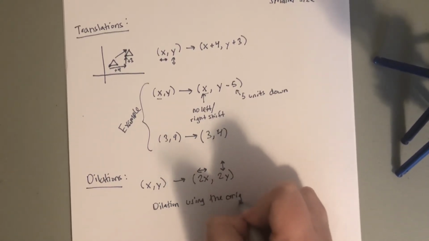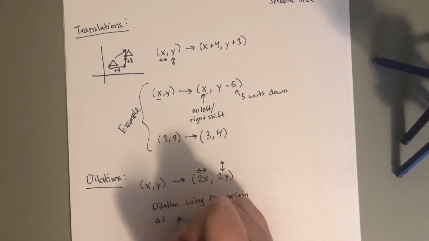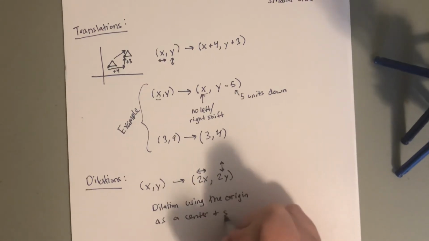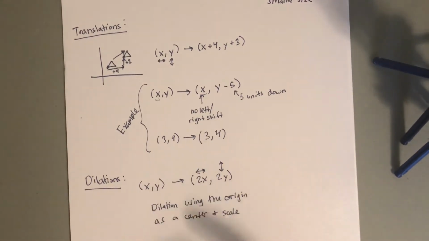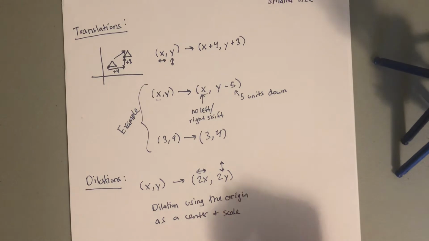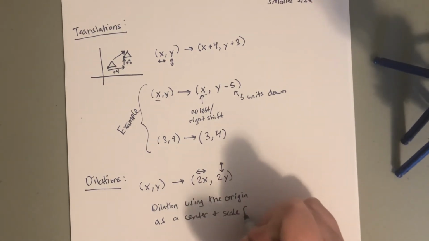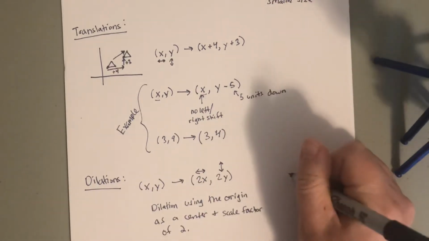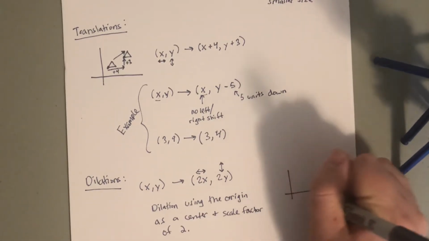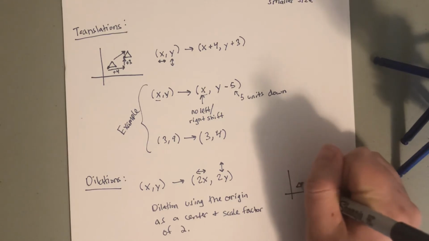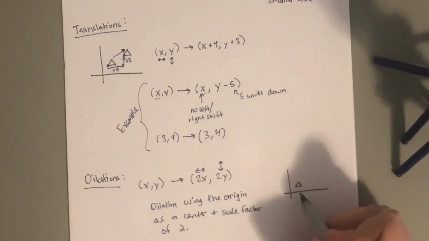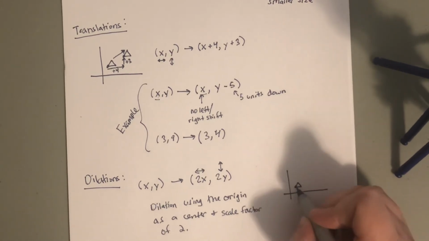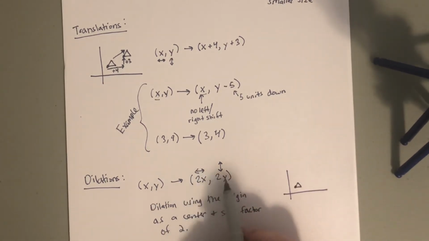using the origin as a center. And in this case, the scale factor would be 2 because you're multiplying every x and every y by 2, a scale factor of 2. So for example, if you had a shape here, now here, this is going to be some xy ordered pair. But now we're going to multiply the x by 2 and the y by 2.